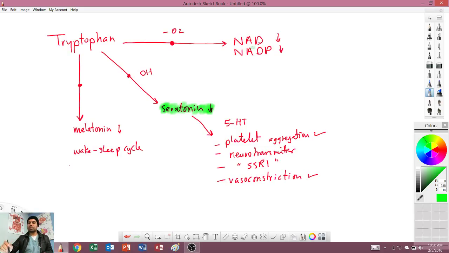NAD stands for nicotinamide adenine dinucleotide, and this one is nicotinamide adenine dinucleotide phosphate. These are coenzyme cofactors. Now you can have niacin in the same thing. Niacin, you've heard of niacin? B3. Yes, niacin is vitamin B3. Tryptophan problems can lead to a disease known as pellagra.